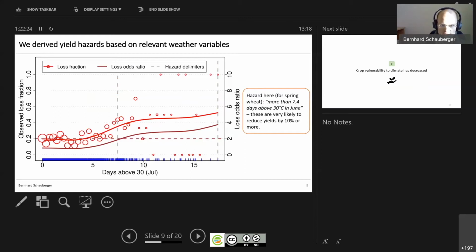And what we defined here is if you have a loss odds ratio of larger than 2, then you have a very high chance of observing a loss. And here it is the case that if you have more than 7.4 days above 30 degrees Celsius in June, you have pretty high chances of observing a yield loss. And so here we say that the hazard is more than 7.4 days above 30 degrees in June. So I hope that's clear.